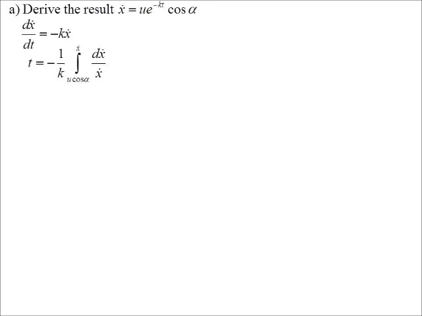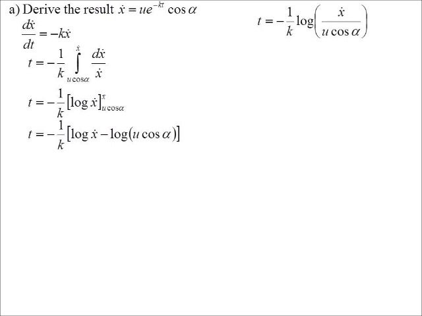But look at what we're integrating. It's just dx on x, if you like. Log. So we know that's going to be log. So subbing in, I'll get log of x dot minus log of u cos alpha. Or we could have written that as one complete log using our log laws.